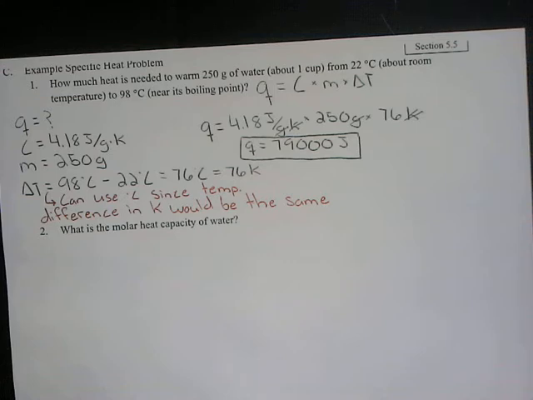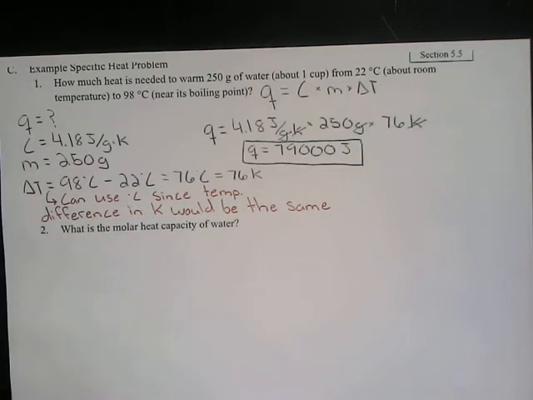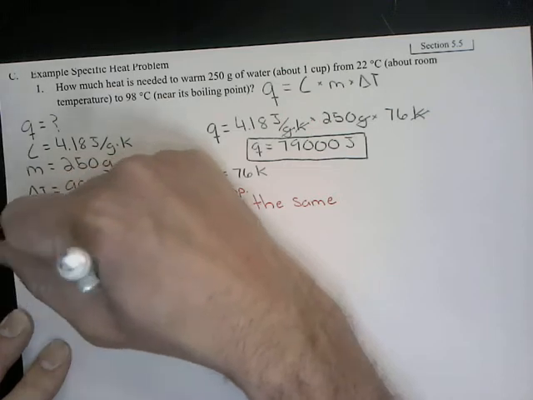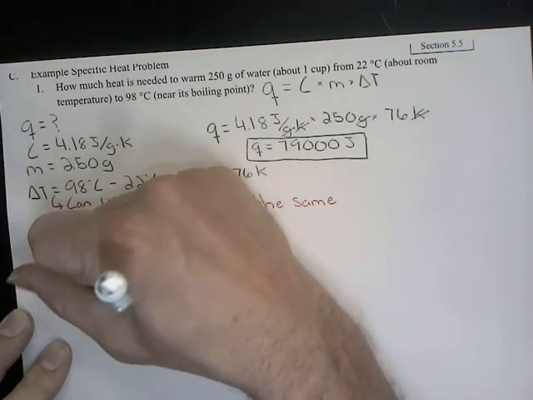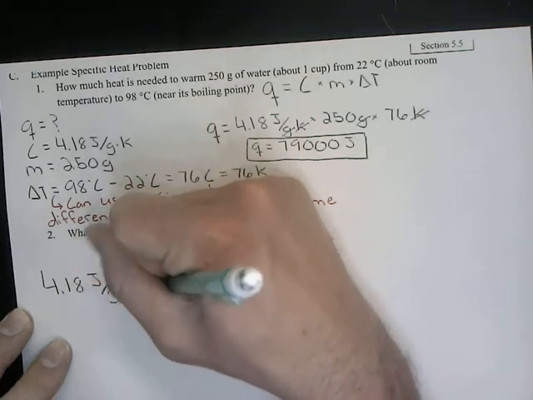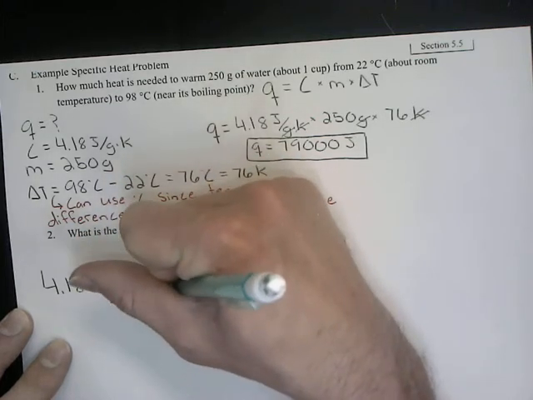Now, we get down to the second problem here, and it's related, but it's slightly different. So it says, what is the molar heat capacity of water? And so what I'm going to start out by writing is just the specific heat, or the heat capacity, that we wrote up here for problem 1. And that was 4.18 joules per gram Kelvin. Now, what we need to do here is this.